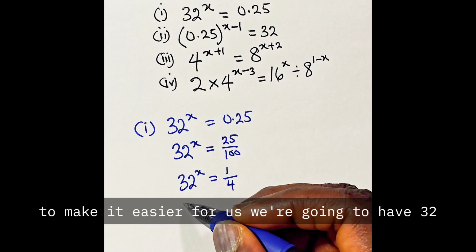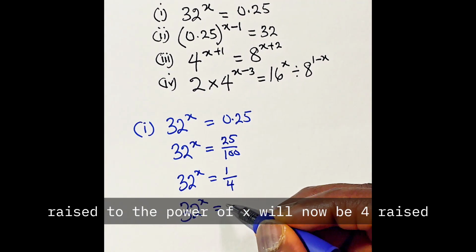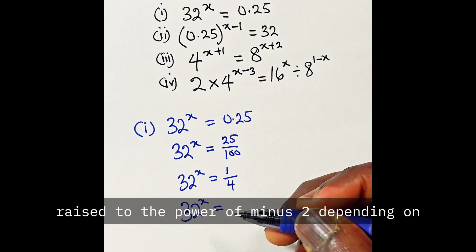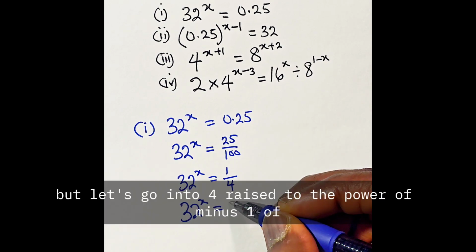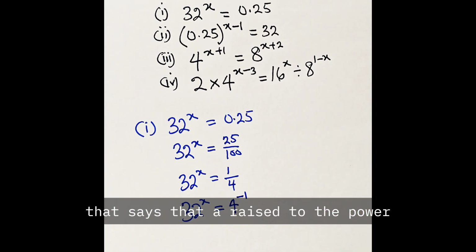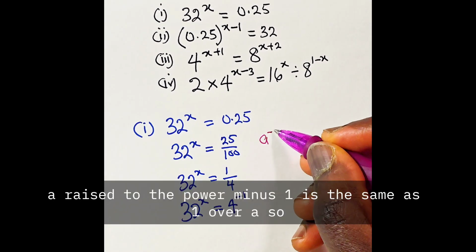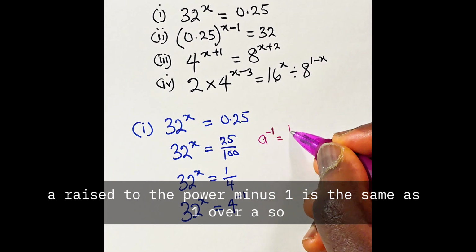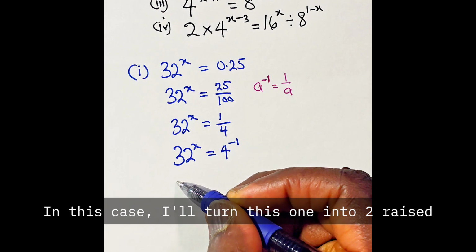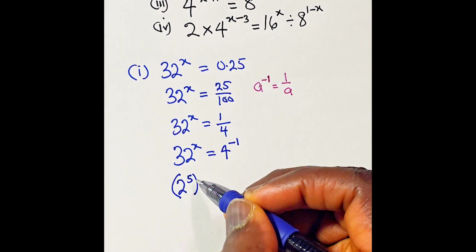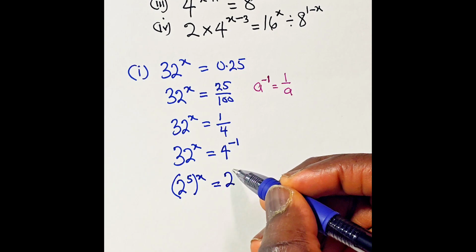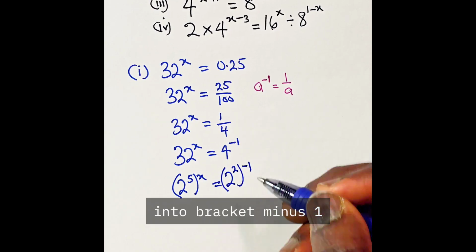To make it easier for us, 32 raised to the power x will now be 4 raised to the power minus 1 or 2 raised to the power minus 2, depending on how you want to write it. But let's go into 4 raised to the power minus 1, of which we all know the law that says a raised to the power minus 1 is the same as 1 over a. So in this case, I'll turn this one into 2 raised to the power 5, everything into x, which now equals 2 raised to the power 2 into bracket minus 1.